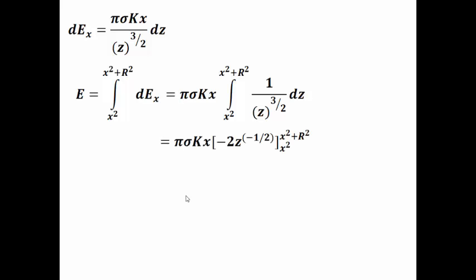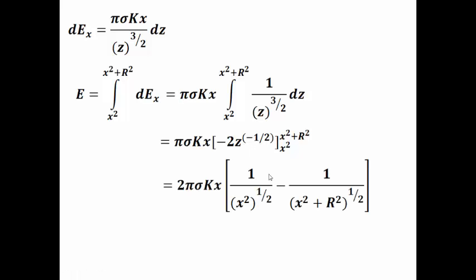Now we shall integrate that from x square to x square plus R square. Here pi, sigma, k, x are all constant. Therefore we shall only integrate for the variable z. The integration of 1 upon z raised to 3 by 2 is nothing but minus 2z raised to minus 1 by 2. Applying the limits, we get 2 pi sigma kx into bracket 1 upon x square raised to 1 by 2 minus 1 upon x square plus R square raised to 1 by 2.